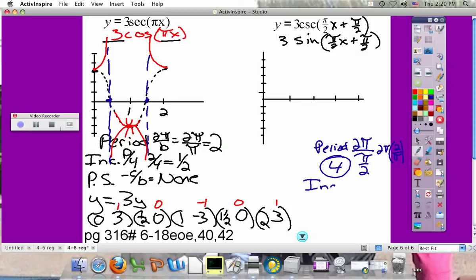Increments. Increments is always period over 4. So 4 over 4, increment spacing of 1. The graph's going to go up by 1s.